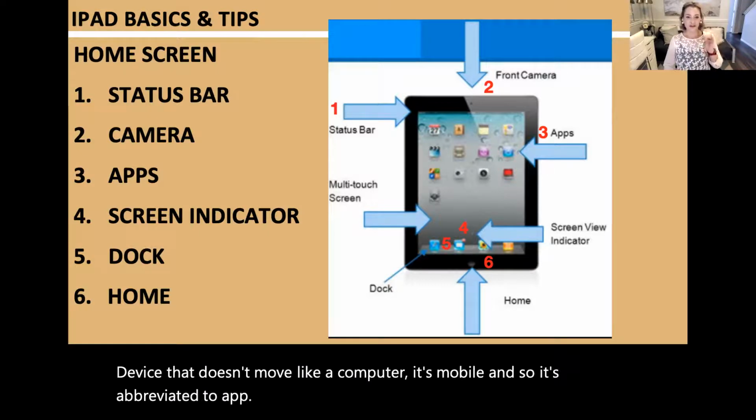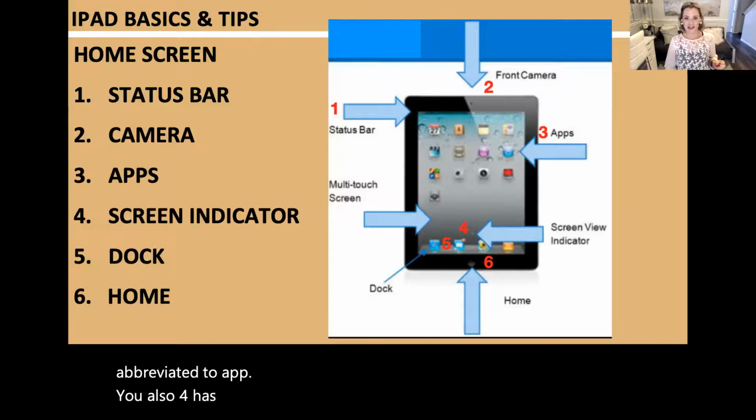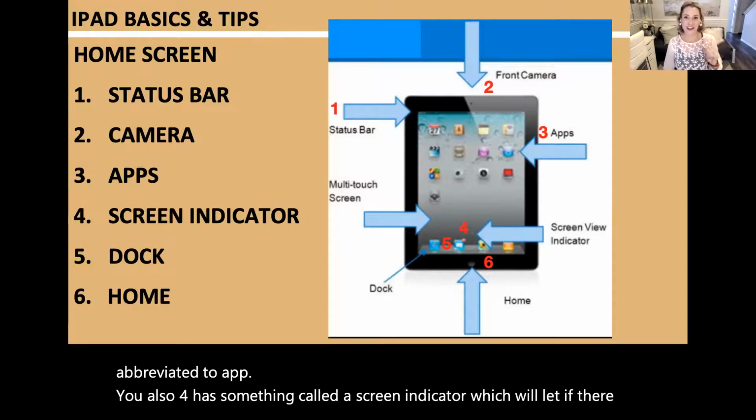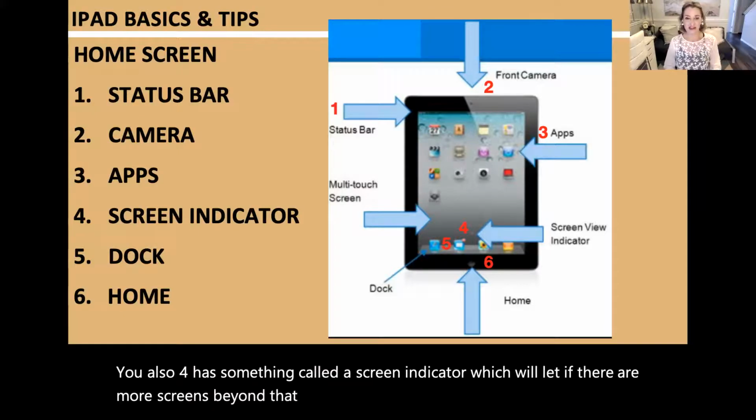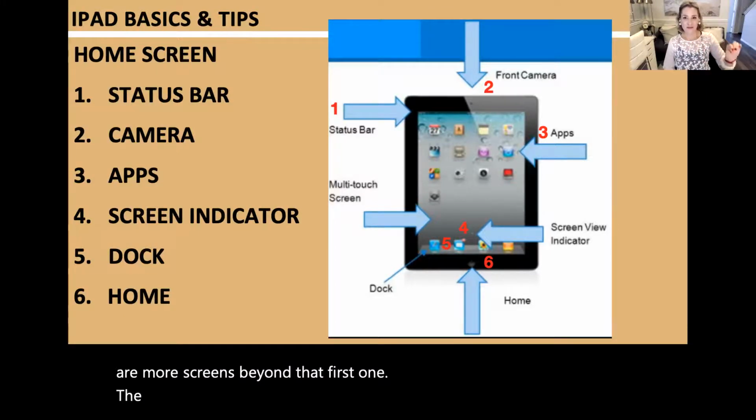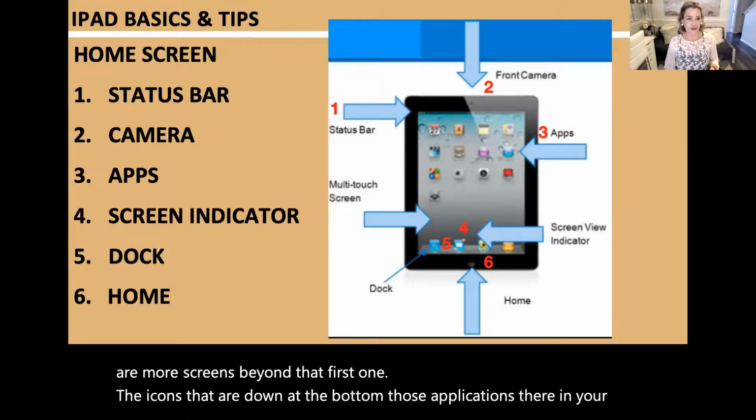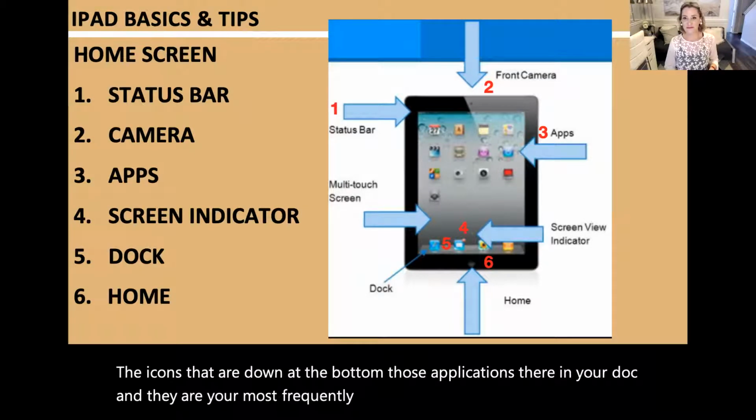You also, number four, have something called a screen indicator, which will let you know if there are more screens beyond that first one. The icons that are down at the bottom, those applications, they're in your dock, and they are your most frequently used applications.